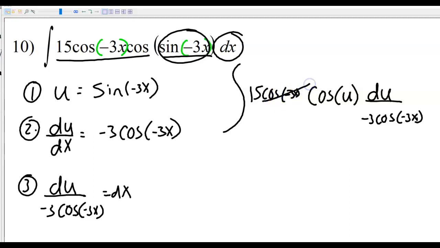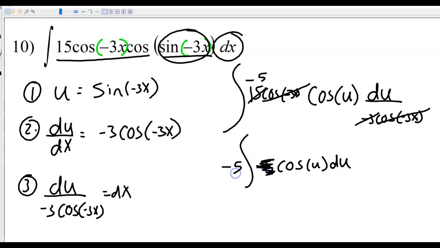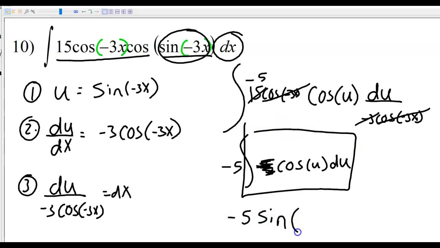All right, so the cosine 3x's go away, and the -3 goes into the 15 -5 times, thus leaving us with a much simpler looking expression. And we like to take these constant multipliers out like that. And then we look at our reference sheet for trigonometric integration, and we see that that has a very simple answer to it. The answer is sine u plus c. And we want to replace the u with what it originally was, which was this. So we have that is our final answer.